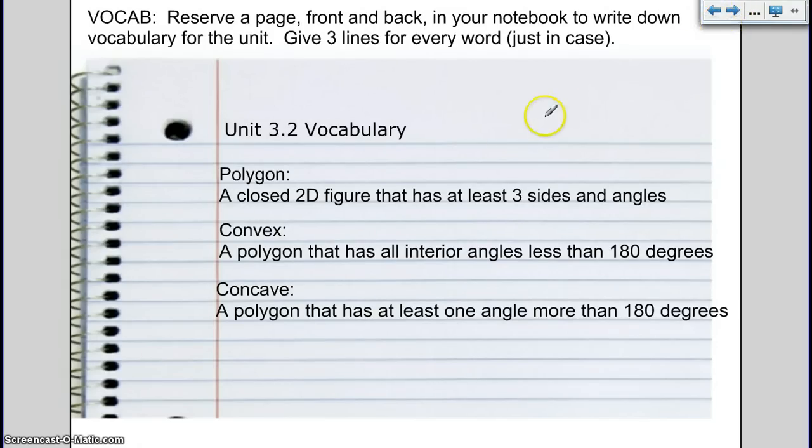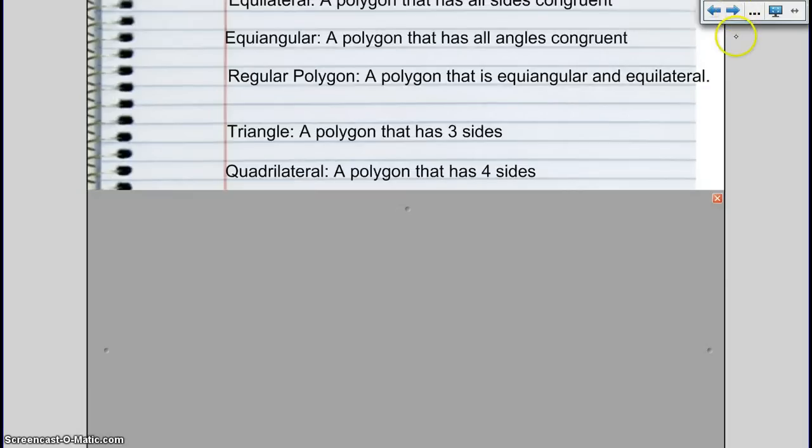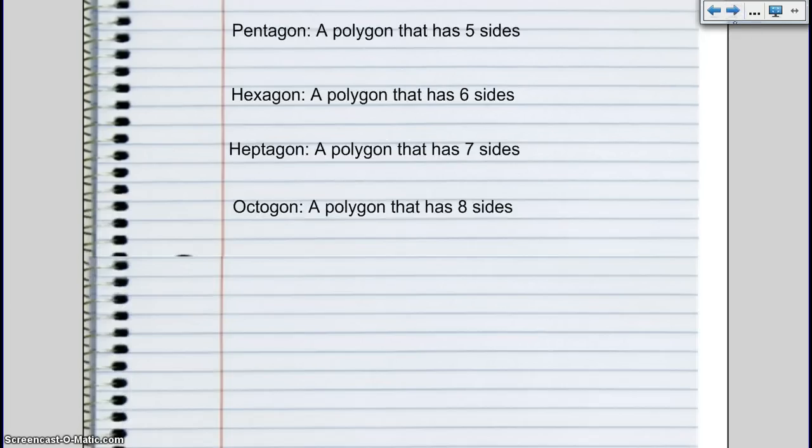Vocabulary: polygon is a closed 2D figure that has at least 3 sides and angles. Convex, a polygon that has all interior angles less than 180 degrees. Concave, a polygon that has at least one angle more than 180 degrees. More vocabulary: equilateral, equiangular, regular polygon, triangle, quadrilateral. These are all vocab words we are going to get into as we go further into the lesson.